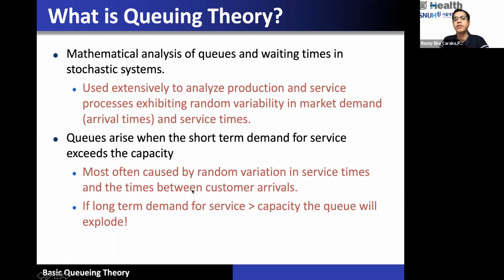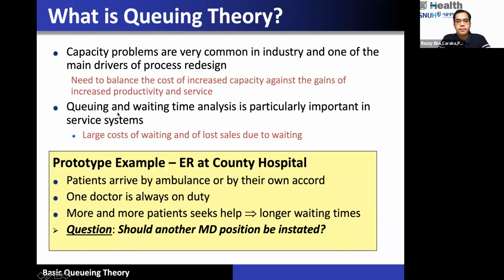We have to know that if the long-term demand for service is larger than the capacity, the capacity required will explode. That's why we have to make a good system so that our customers have a good experience in our business. Capacity problems are common in industry, and one of the main drivers is process redesign. We have to net the balance between the cost of increased capacity and the gains of increased productivity and service. Queuing and waiting time analysis is particularly important in service systems because of the cost of waiting and lost sales due to waiting.